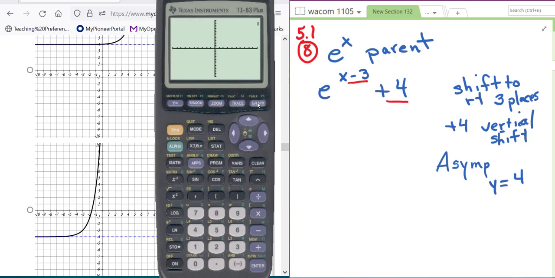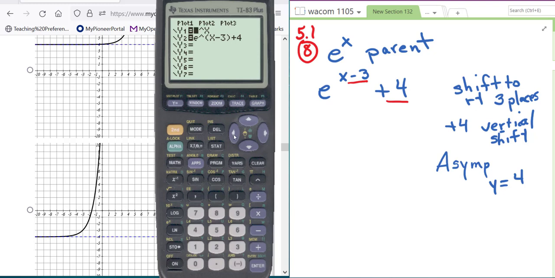Graph. This will be the standard one. Right. Looks like your regular exponentials. Right. That one is shifted up 4. This is your asymptote. That's the one we want. All right. So I'm going to show you a trick here. Let's go back into the y equals. And I'm going to turn off that first one.